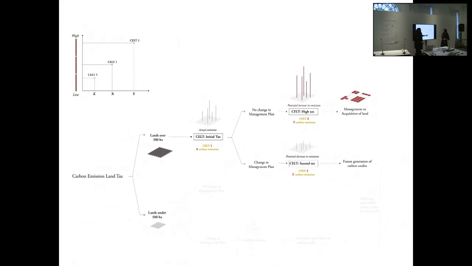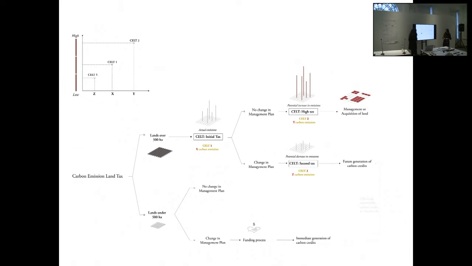The lands are divided into lands over 500 hectares and lands below 500 hectares. For lands over 500 hectares, an initial tax is calculated, which is CELT1. If there's no change in management plan, a higher tax is calculated, which is CELT2. In this case, there could be the management or acquisition of land by community trusts or monuments. In case there's a change in management plan, a second tax is calculated, which is lower than the initial tax. In this case, if they are eligible, they can generate carbon credits in the future.